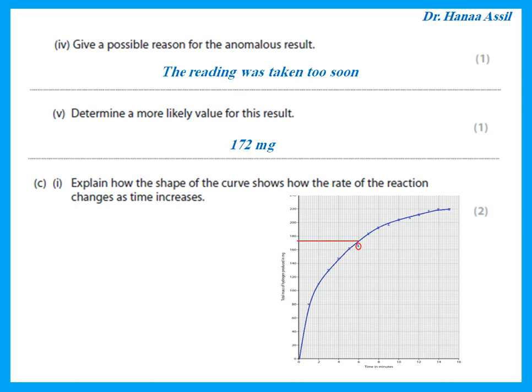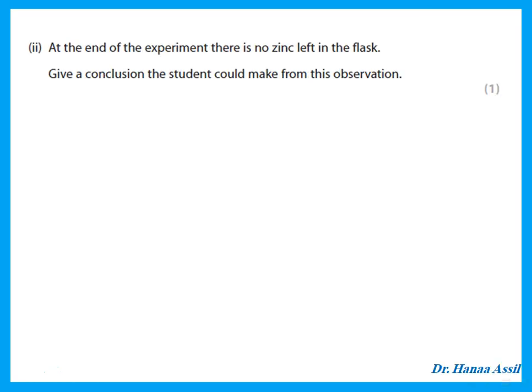Explain how the shape of the curve shows how the rate of the reaction changes as time increases. So first of all, I have to tell him how the rate changes and explain how the shape of the curve shows that. So first of all, as I look at the graph, I will see that the rate decreases with time. And this is because the slope becomes less steep. Remember, the curve is bending downwards. So we say that the slope is less steep. If it was going straight up, up, up, then we say that it is getting steeper, then the rate increases. But here, if this slope becomes less steep, then this means that the rate decreases.